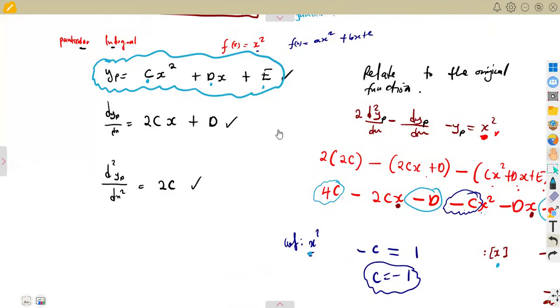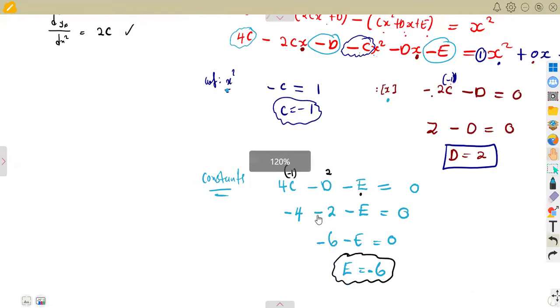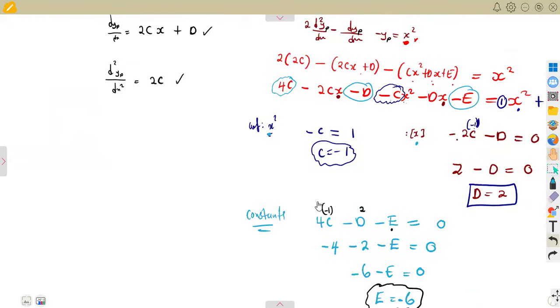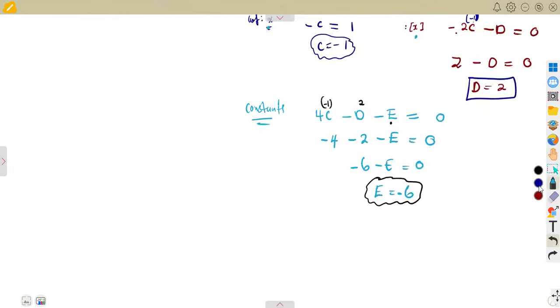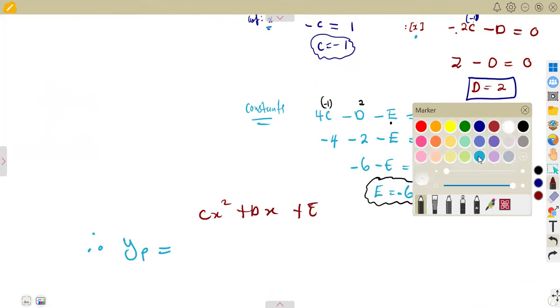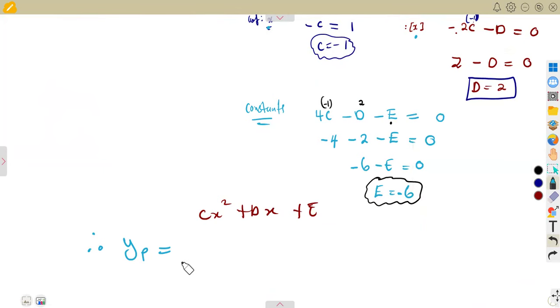So therefore, from that part, our Yp is going to be, remember, it was given as a quadratic: cx squared plus dx plus E. And we calculated everything. So our C is -1, so it's going to be -x squared. D is +2, so this is 2x, and E is -6. All right, so that's it.